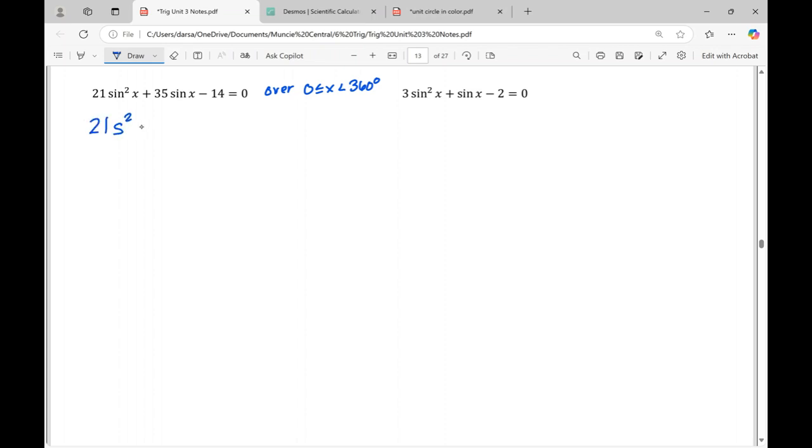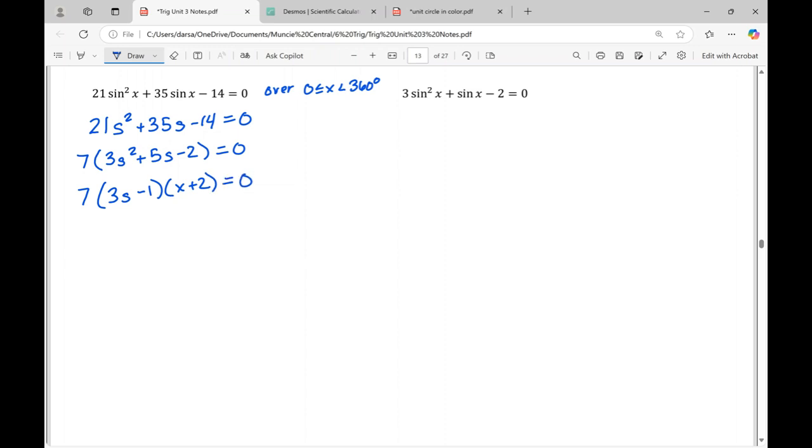If we turn sine into s, a lot of times my students can see how to factor this a little bit better. What I notice is that 21, 35, and 14 are all divisible by 7, so I'll factor a constant of 7 out. That gives me 3s squared plus 5s minus 2 is equal to 0. And then however you need to factor this, go ahead and use whatever skill you would like. I use the guess and check method, and that is going to give me the following factors.